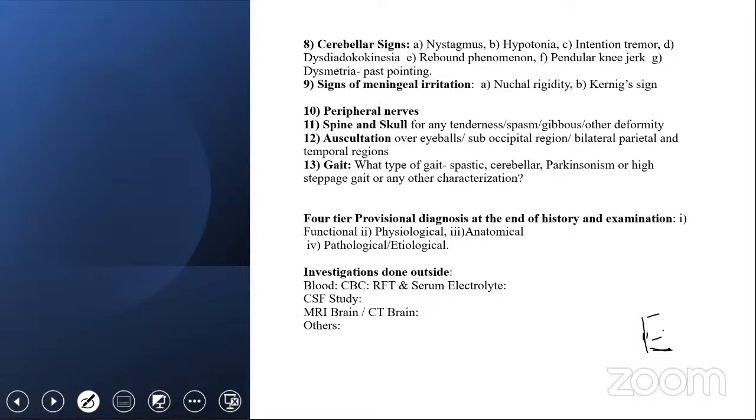Rigidity is resistance in both directions, and you won't encounter it in one direction only, it will be in both directions, whereas spasticity is only in one direction, it is velocity mediated. So then you look for the signs of meningeal irritation, peripheral nerves whether they are thickened or not, spine and skull for any tenderness, spasm, gibbous, and other deformities. You auscultate over the eyeball, suboccipital region, bilateral parietal, and temporal regions. You look for the gait examination, what type of gait, spastic, cerebellar, Parkinsonism, high steppage gait, or any other characterization. Then your final four-tier diagnosis.